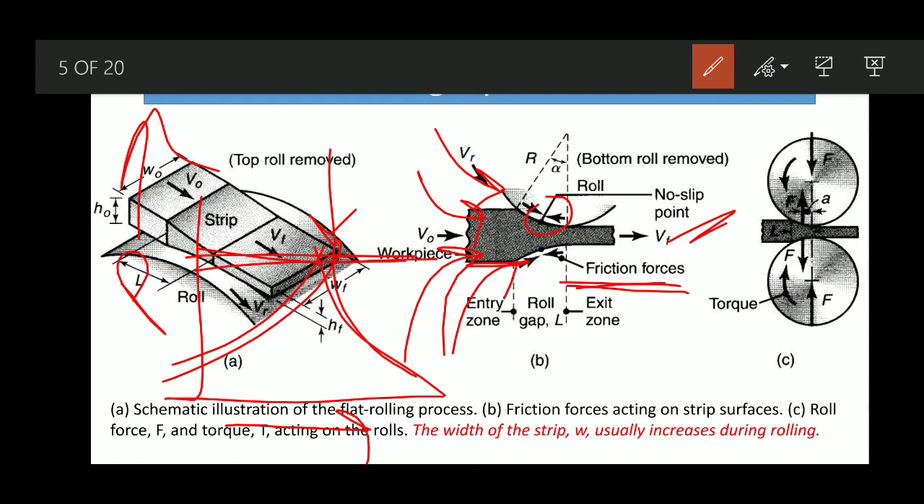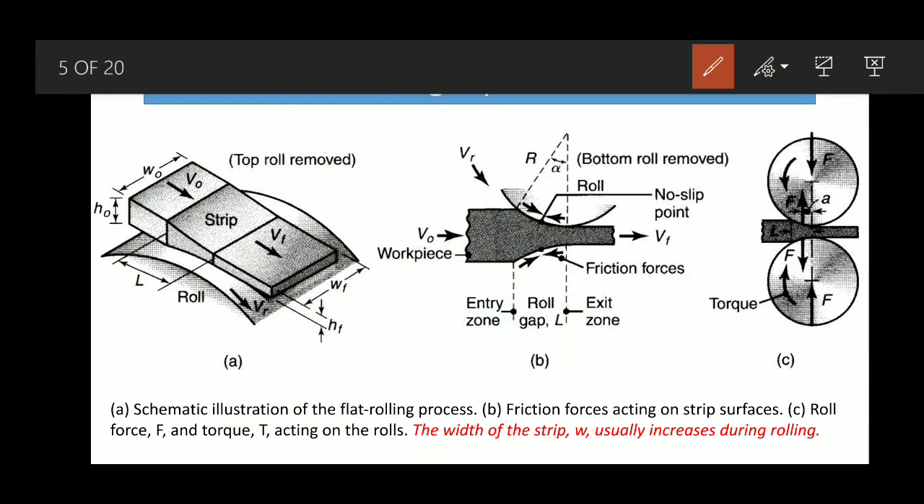Similarly, this third figure shows the roll forces. As we are applying some force on that strip to reduce its cross-sectional area, there will be some reaction force involved. Some roll separating force will act on it, and we'll discuss that later. As you can see from this figure, the width of the strip generally increases in the rolling process.